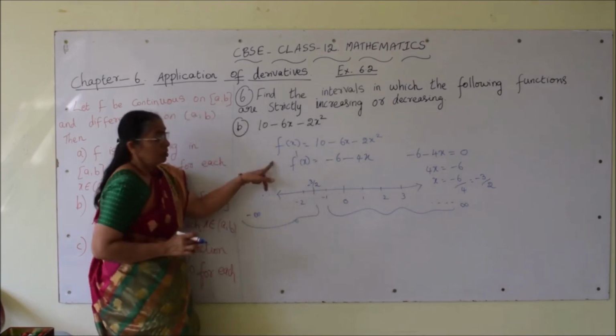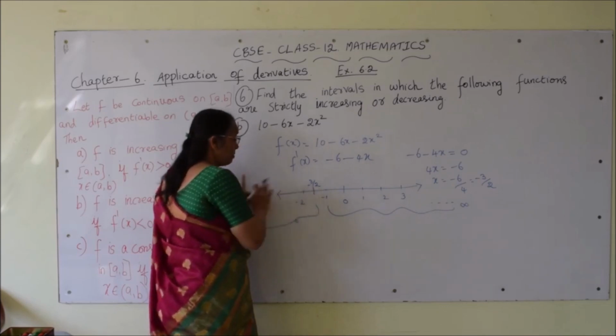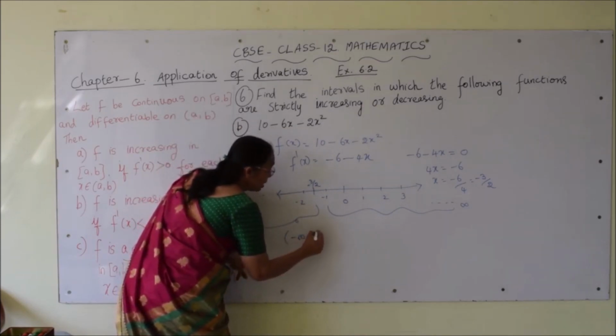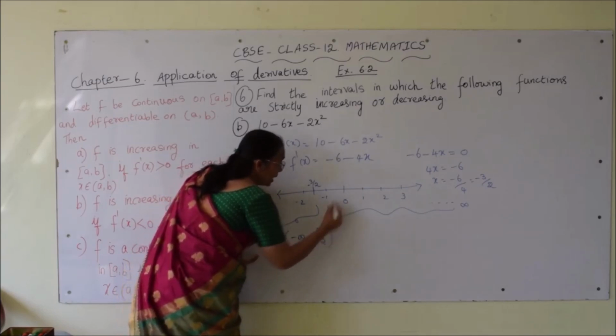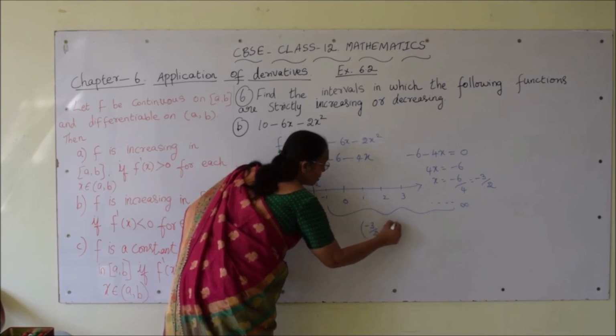So let us find out in which interval we can say it is less than minus 3 by 2. This interval is minus infinity comma minus 3 by 2, and this interval is minus 3 by 2 comma positive infinity.